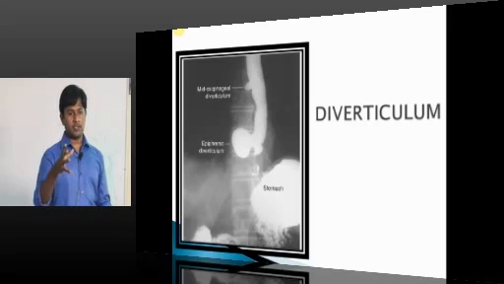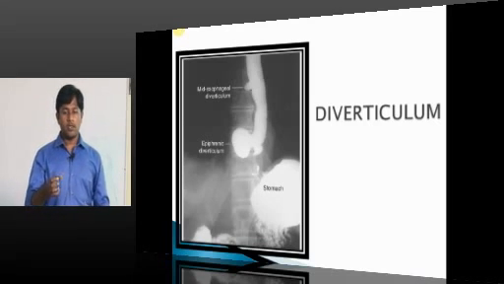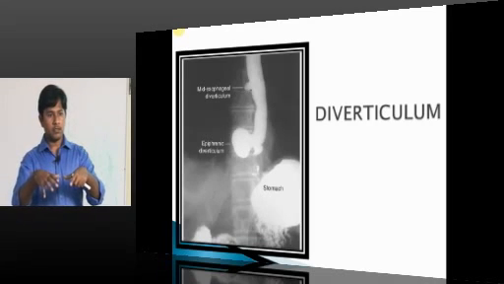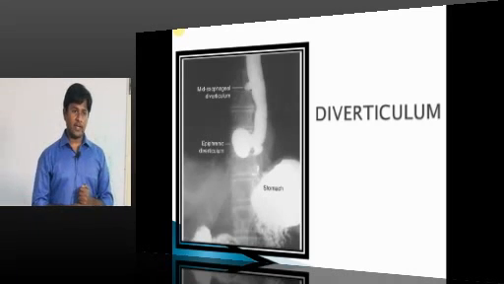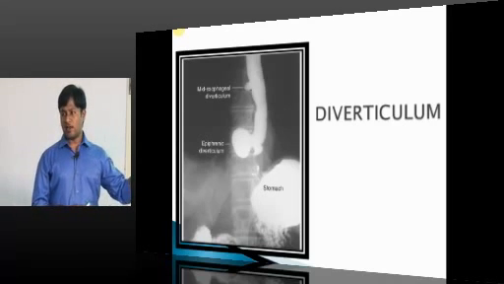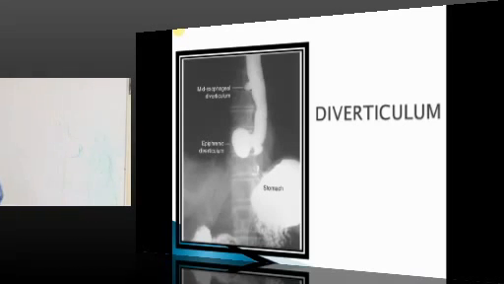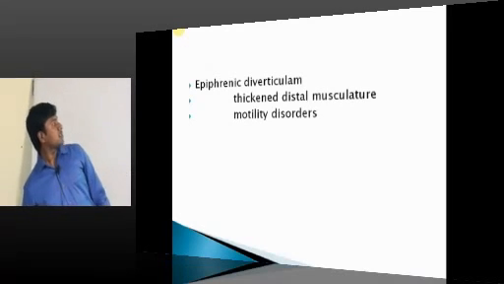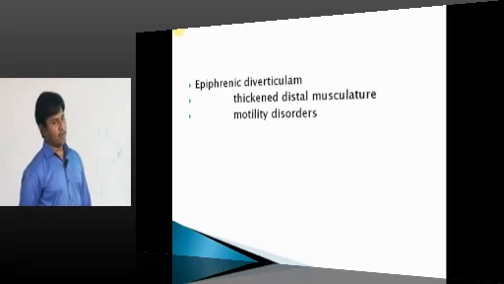Majority of times motility disorders cause vigorous contractions, but the diaphragm will not allow the contractions to pass. It will be holding tight. So there will be an epiphrenic diverticulum. And sometimes in Ehlers-Danlos syndrome, trauma, all these things are there. Nothing to worry. Remember, motility disorders mostly cause epiphrenic diverticulum.